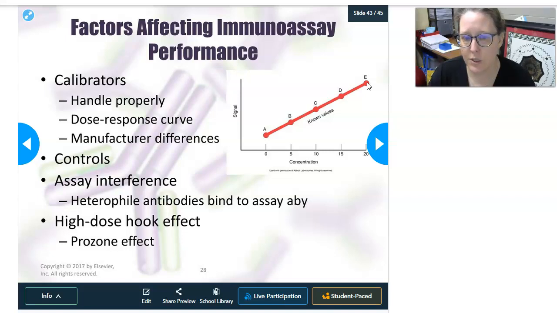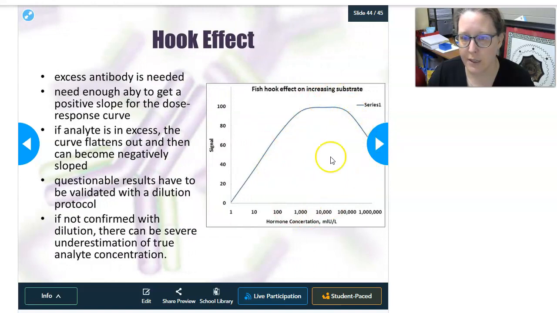And then there's the high dose hook effect, which is basically the prozone effect, where whatever you're trying to detect is in such high amounts that it's crowding out all the signal. And so here's the hook effect. You need your excess detection antibody. You have to have enough antibody to get a positive slope in this dose response curve. If the analyte is present in excess, the curve can flatten out and become negatively sloped, which is making this hook here.